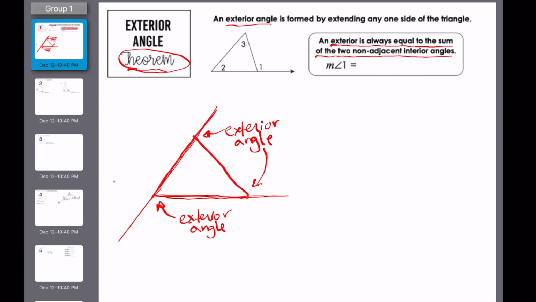So if we look at this image up here, angle 1 is our exterior angle. And if we look inside, the interior angles that are non-adjacent, meaning not next to it, are angles 2 and 3. Well, we can add those up. We can say angle 2 plus angle 3.